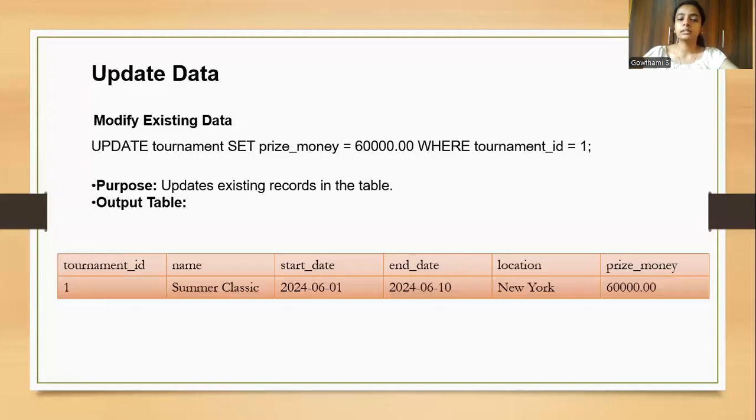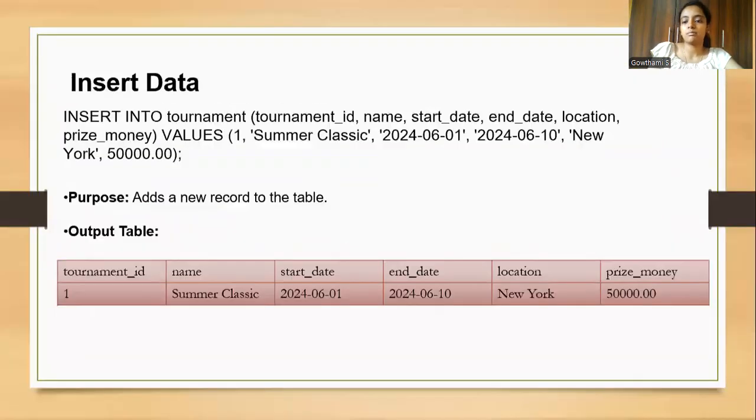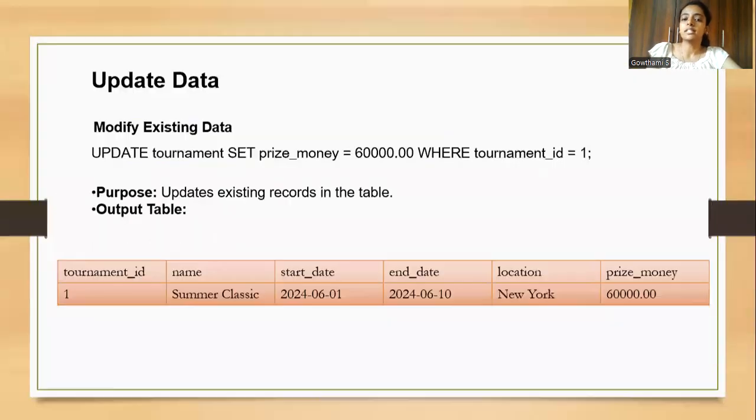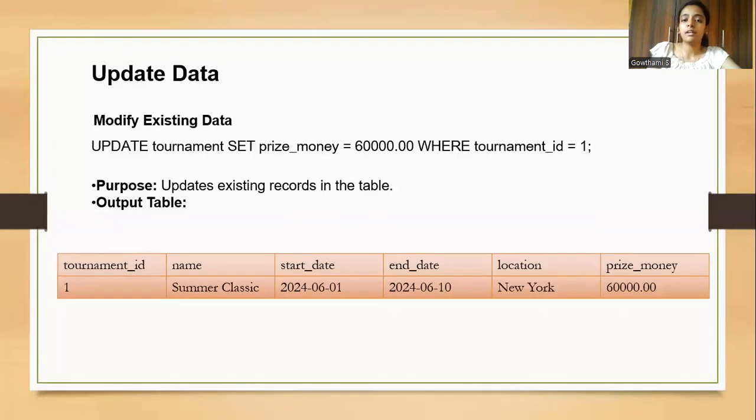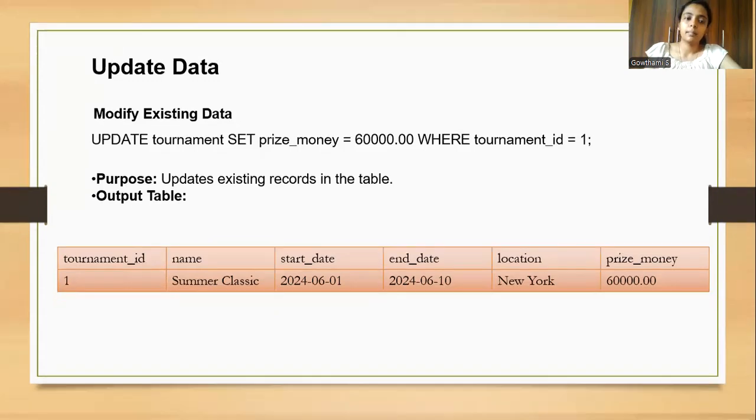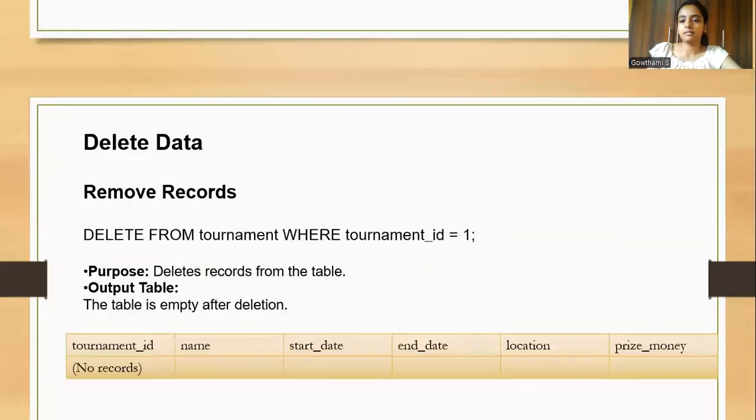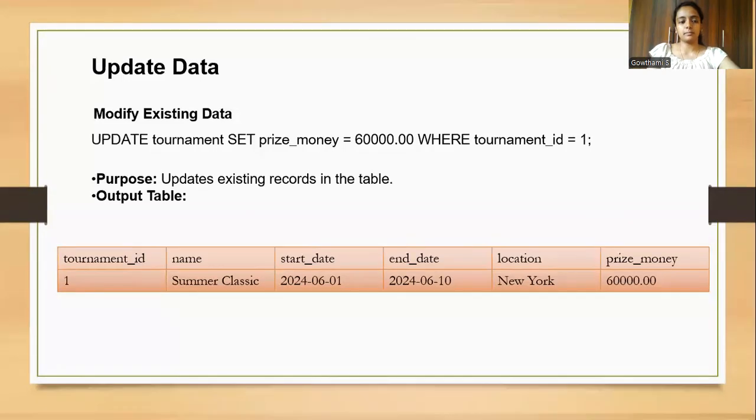In this set, you're setting the prize money as 60,000, where previously we can see the prize money was 50,000. Now I'll be setting the 60,000 and you have to specify a where condition. So we are using a tournament ID, which is unique to each and every tuple, so that going to that particular tuple and particular column data would be very useful. So we can see that the data has been changed to 60,000.